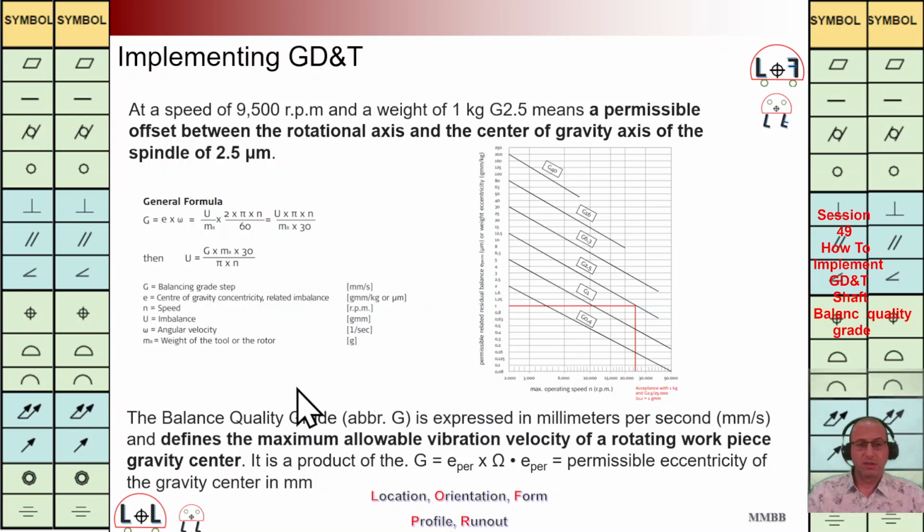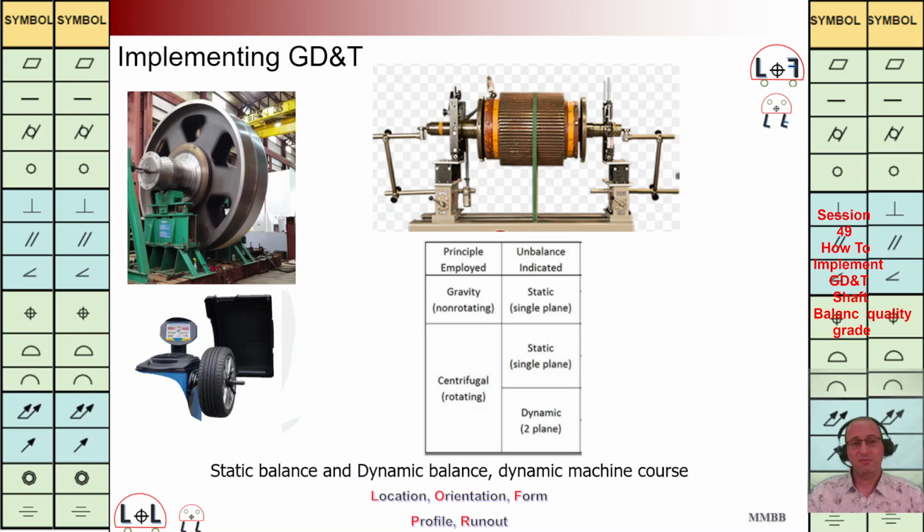Regarding this balance quality grade, we are going to have this quality for all rotating components. As we can see, for the wheel in the car, we need to do that. For any rotating component in industry, we need to have this grade. As we know, we have two balances, a static balance and a dynamic balance. We can have more details in a dynamic machine course. For a static balance, we use a single plane, and for dynamic balance, we use two planes.